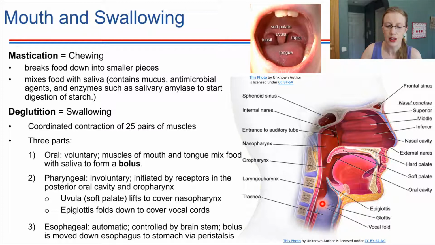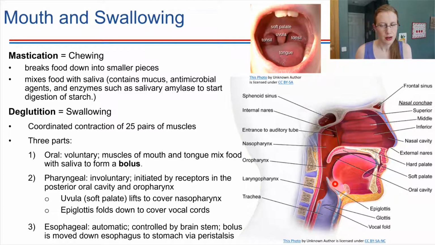You're breathing air in, air goes through over the vocal cords down in the conducting zone of the respiratory system, and we don't want the food to go down there. Food should not go towards the lungs. We want it to go down the esophagus instead. So that epiglottis folds downwards and closes off the airways.